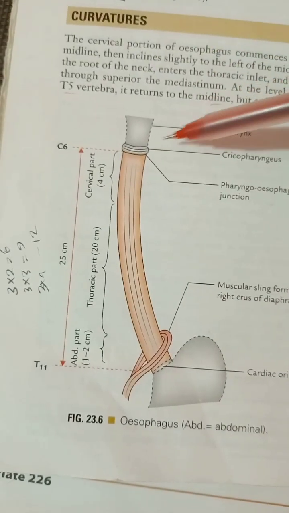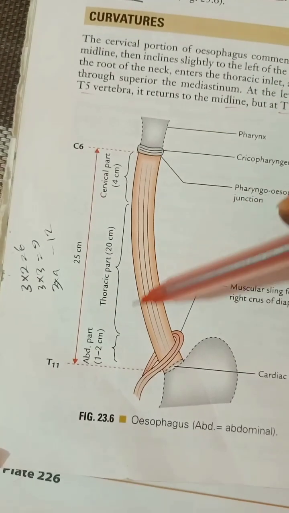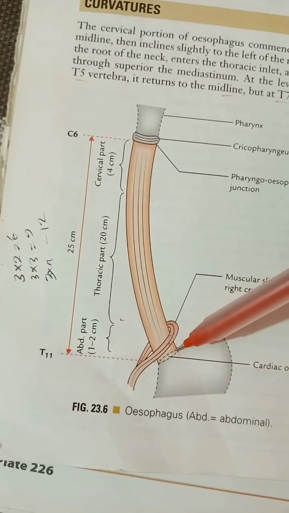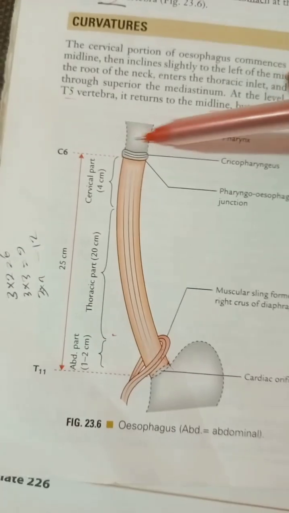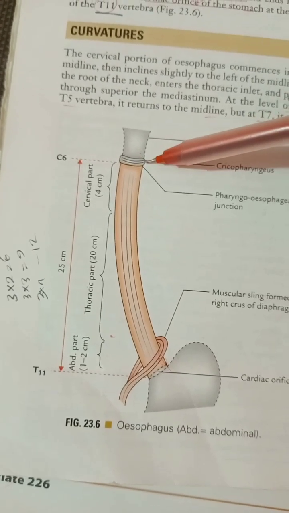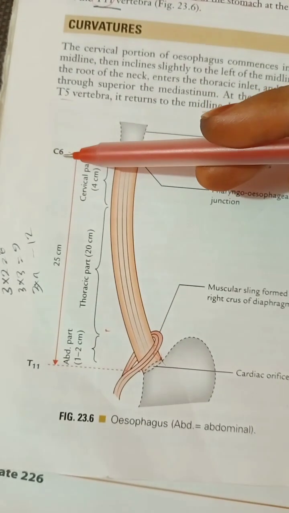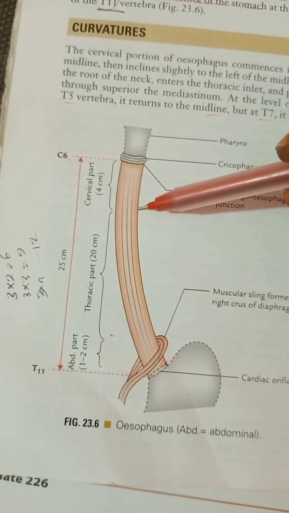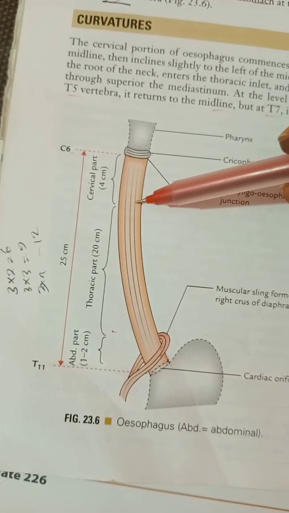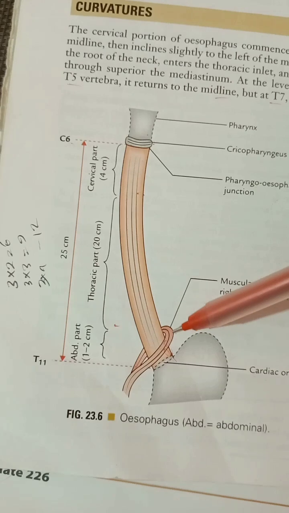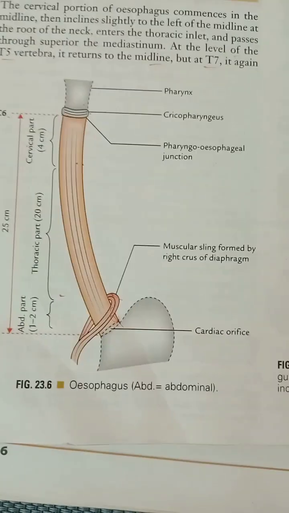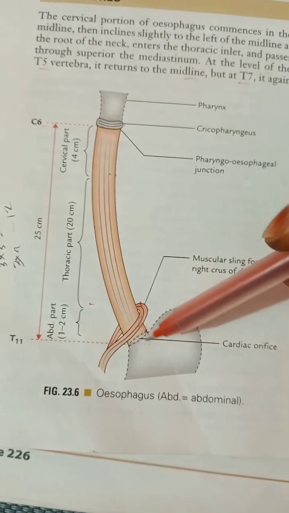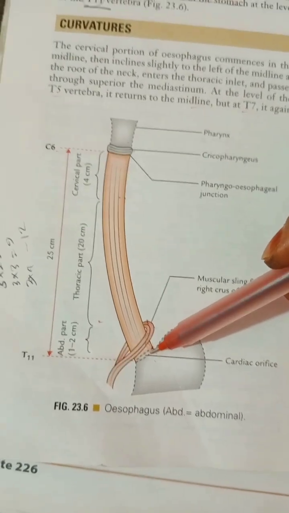Within this, the cervical part is 4 cm, the thoracic part is 20 cm and the abdominal part is 1 to 2 cm, or 1.25 cm. The cervical part extends from the cricoid cartilage at the level of the cervical 6 vertebra up to the upper border of the manubrium sterni. Then the thoracic part extends from the upper border of the manubrium sterni up to the esophageal opening of the diaphragm. Then the abdominal part extends from the esophageal opening of the diaphragm up to the cardiac orifice of the stomach.